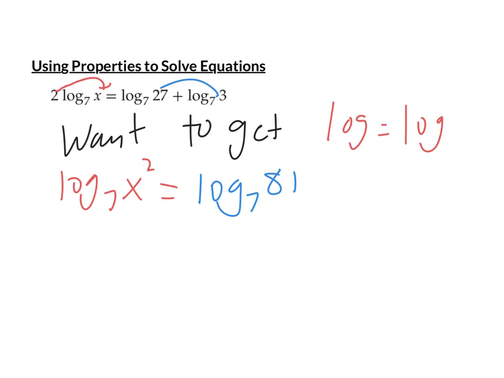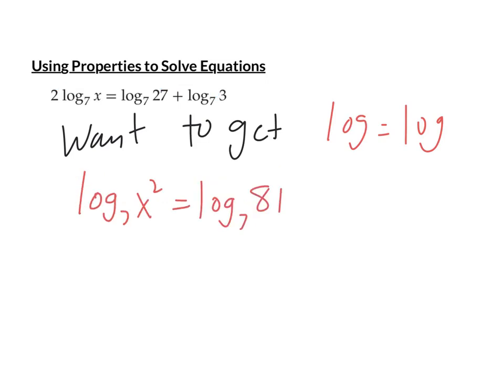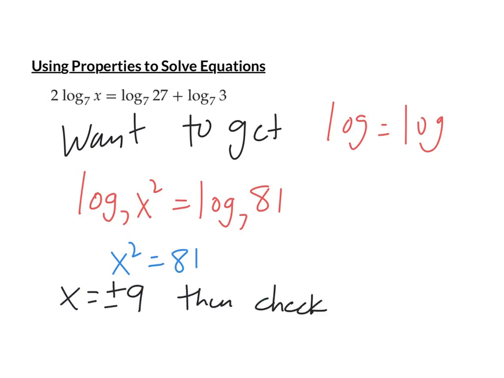And so I can basically drop the logs. Okay? So my equation that I'm solving is x squared equals 81. So what's x? 9. Yeah? Plus or minus 9. Whenever you square root both sides, you have to do plus or minus. Two solutions should be plus or minus 9, but now we have to check. You have to check for both plus and minus? Yes. And no.